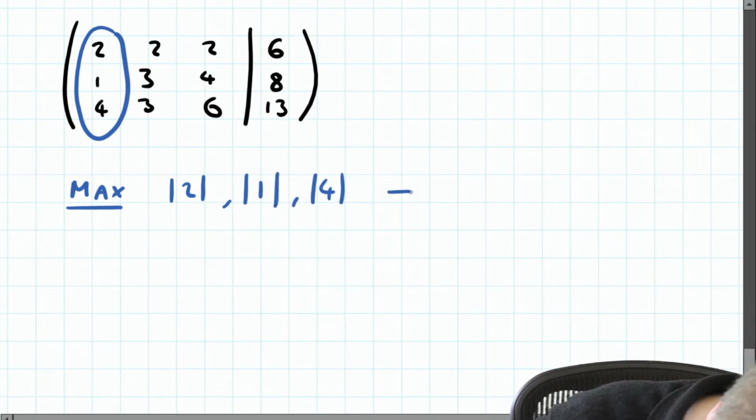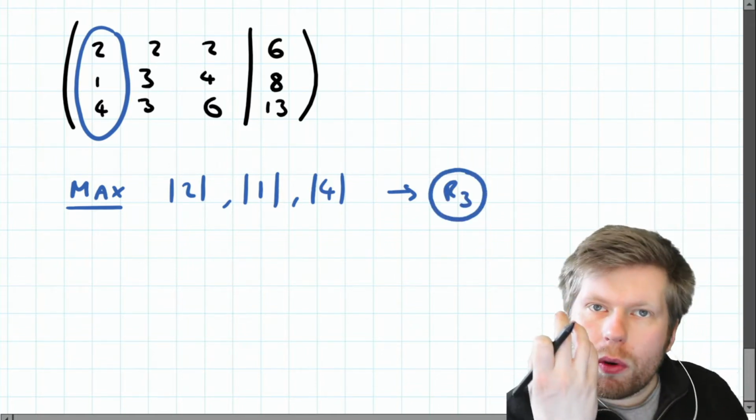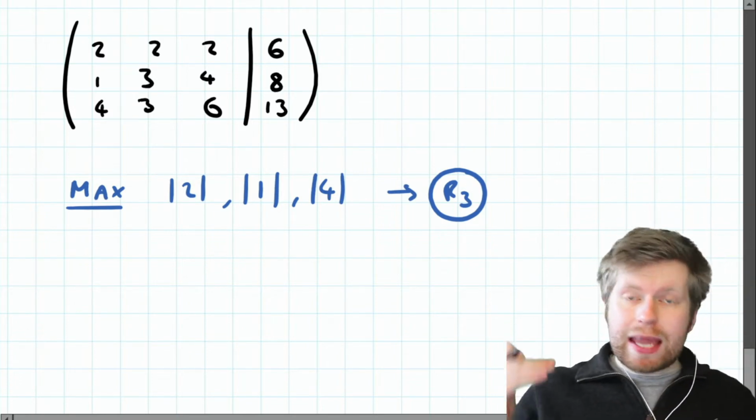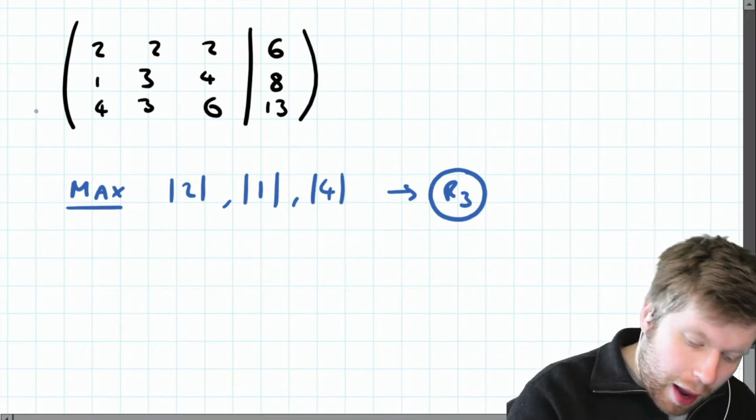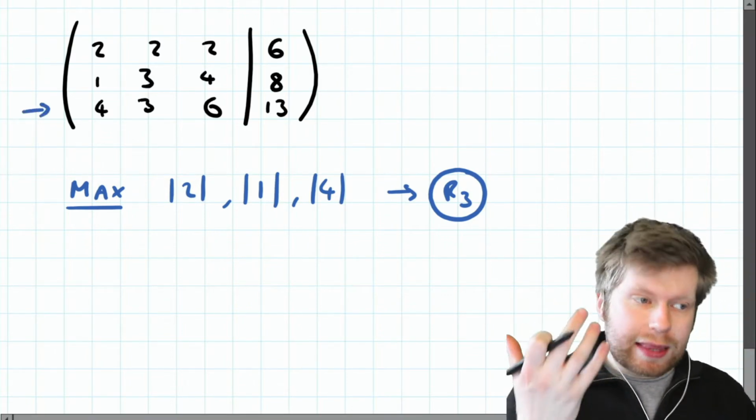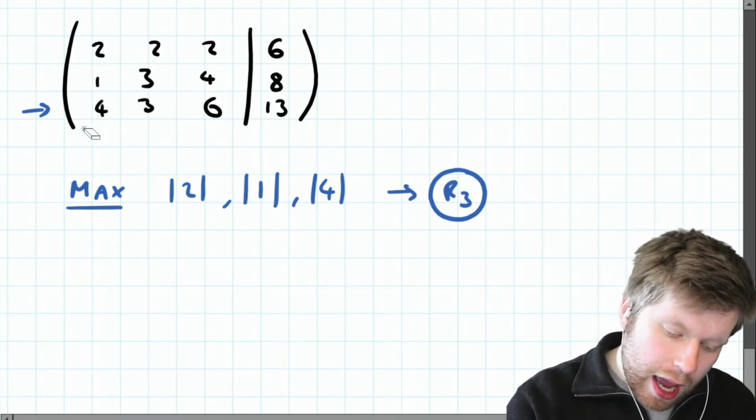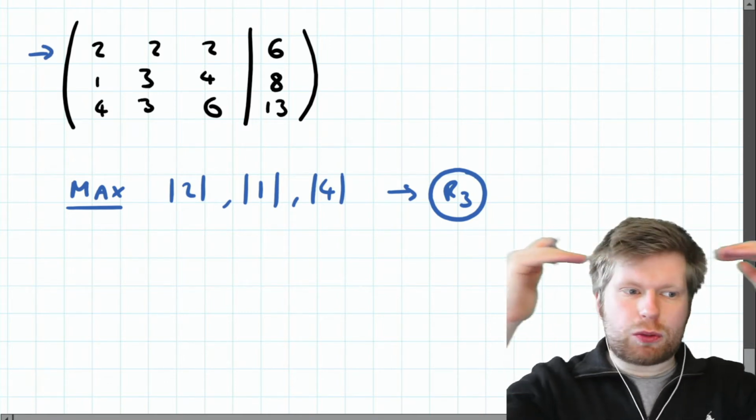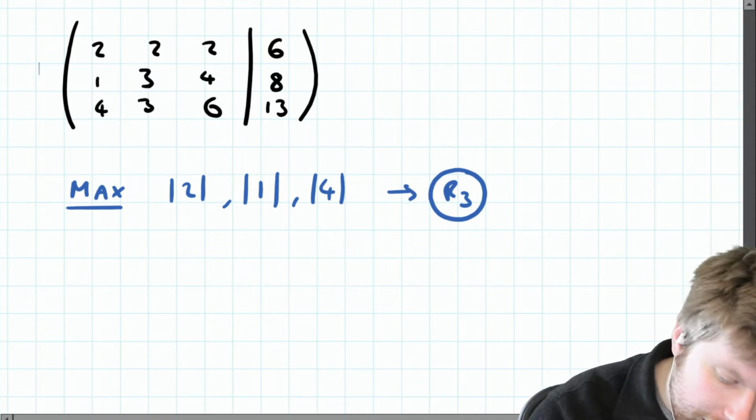But in this case we find that the maximum is 4, which means that row 3 has the maximum coefficient of x1. Which means that I'm going to make that my pivotal equation. Now, just because I don't want to confuse things too much, I'm basically going to take row 3, my new pivotal equation because I want to choose the biggest value of the pivot, and I'm just going to swap it with row 1 because that's where I think the pivotal equation should go. So I'm just going to swap those two rows over just to make it nice and simple.